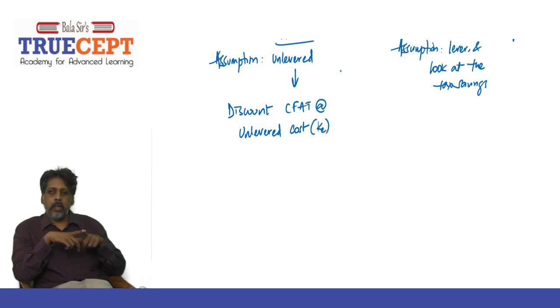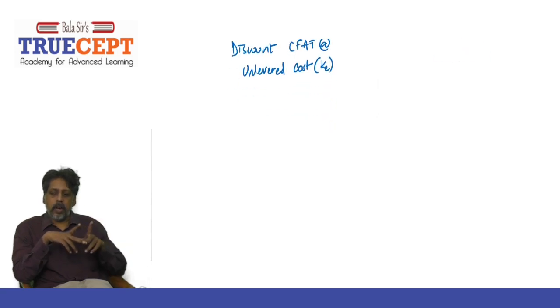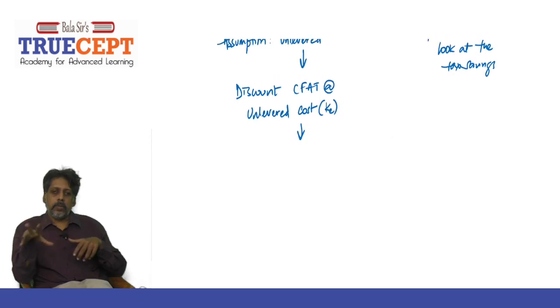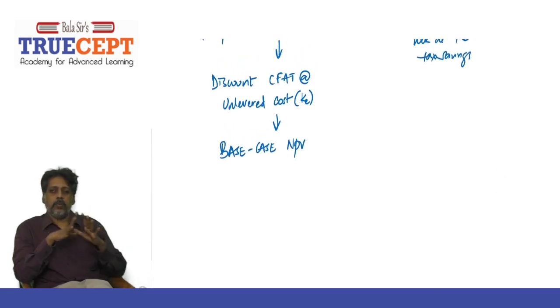Yeah. And when you discount the cash flows using the unlevered cost of equity, you get something called the base case NPV. What is that? Base-case net present value. Yes, sir. It's called base case net present value. That's it. Now I repeat myself.